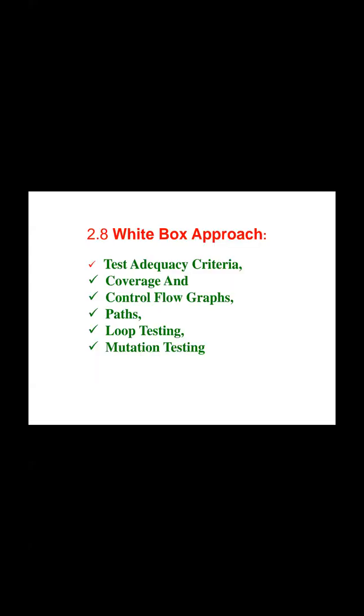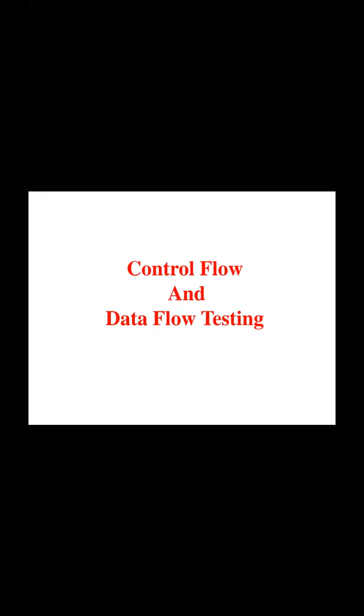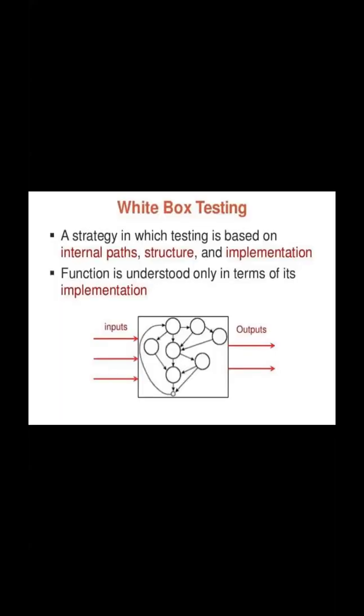So under white box testing, we are mainly focusing on test adequacy criteria, code coverage, control flow graphs, paths, loop testing, and mutation testing. The control flow graph means we will draw the graph. I think you might have already studied graphs in your data structures. So we'll have directed graph, undirected graph, weighted graph. A graph will have a number of nodes, and the nodes will be connected through the edges, and the data flowing through the edges is called a path.